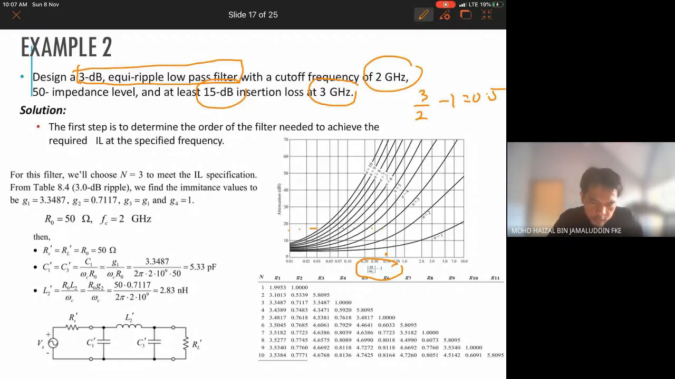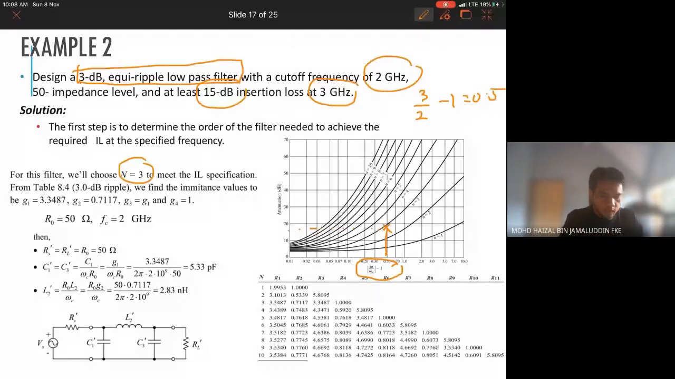And it falls at this point, which is between n equivalent to 2 and n equivalent to 3. As in the example before, we need to choose the higher number of order. So in this case, it is approximately 2.7. So we need to use the higher number of order, which is n equivalent to 3. Okay, we have determined the number of order.